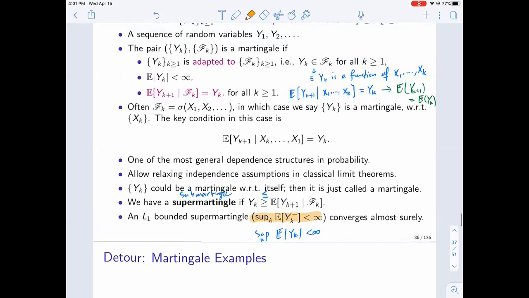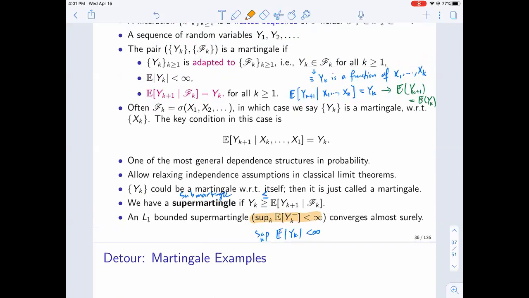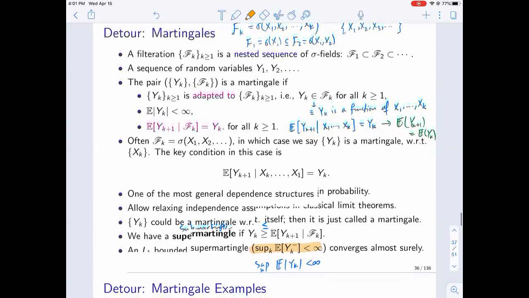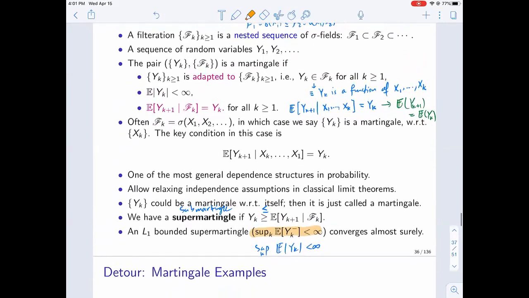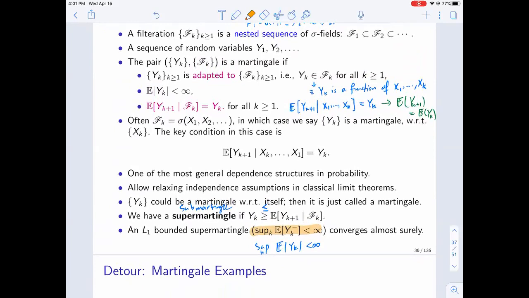I'm not going to talk too much about this, but if you're interested, take a look at the probability book. This is a one-slide recap of what a martingale is. The only property that we care about in this course is this interesting property, and I'm going to use it to derive a concentration bound. So any questions?